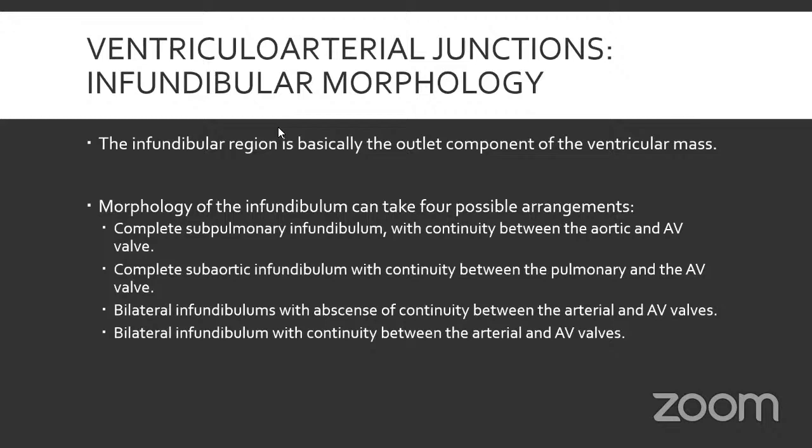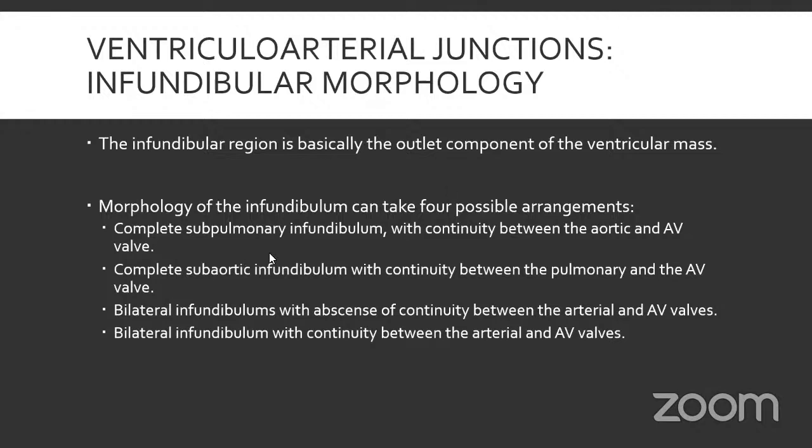So lastly, the infundibular region. It's basically the outlet component of the ventricular mass. We can have 4 possible arrangements. Usually in normal hearts, we have fibrous continuity between the aorta and the mitral valve, with the right side of the infundibulum being a complete, muscular infundibulum.